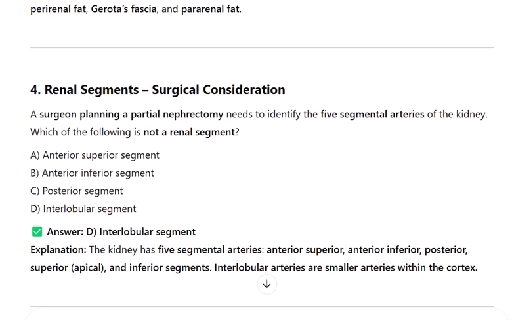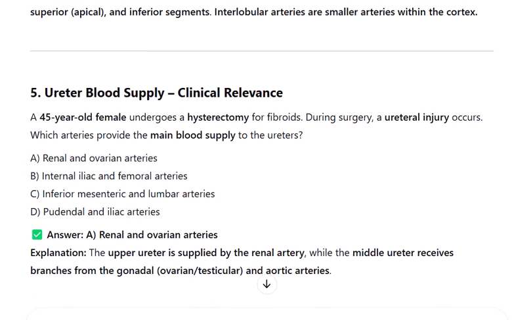Explanation: the kidney has 5 segmental arteries: anterior superior, anterior inferior, posterior, superior, apical, and inferior segments. Interlobular arteries are smaller arteries within the cortex. 5. Ureter blood supply. Clinical relevance.